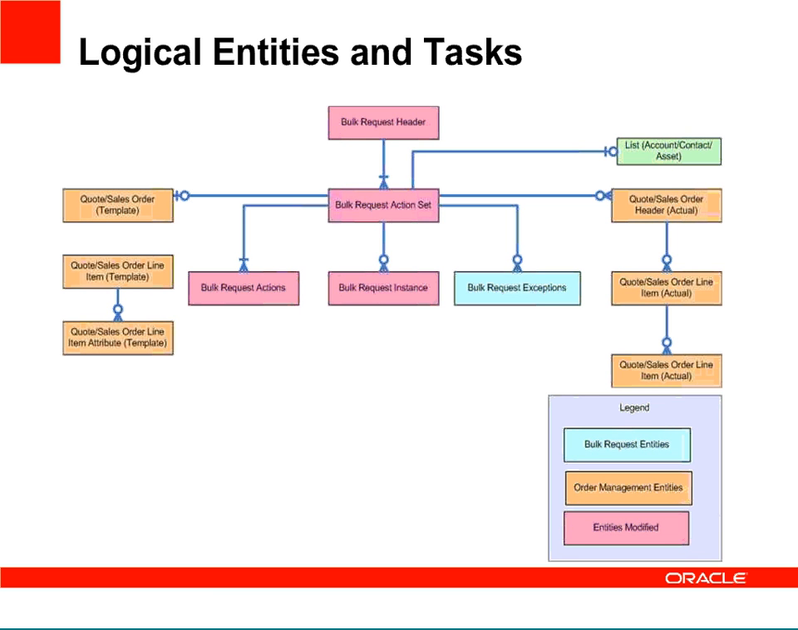With ACR 499, some of the entities have been modified. As the color indicates, these are the ones which have been modified. Orange, as we have seen earlier, are the existing order management entities, and blue, the bulk request entities.